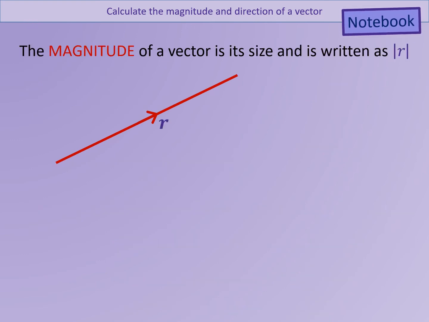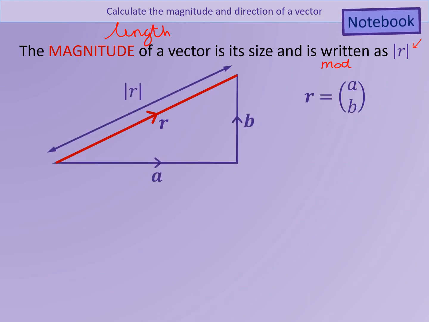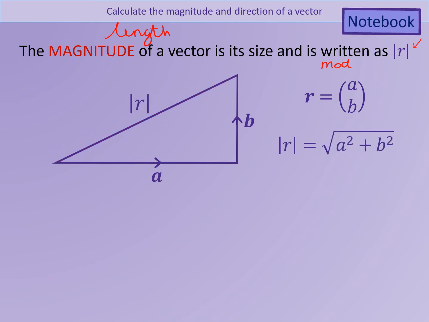If we look at the magnitude, the length of a vector, that is written as this symbol here where we have the vector in between these two straight lines. This is called the magnitude. Sometimes it's called the modulus of r, mod r. So just be aware that the terminology means the same thing. And whenever you see this, you are just looking at the length of this vector. Now the length of this vector can be found by using Pythagoras' theorem. So we are working out the square root of a squared plus b squared. That gives us the length of r.